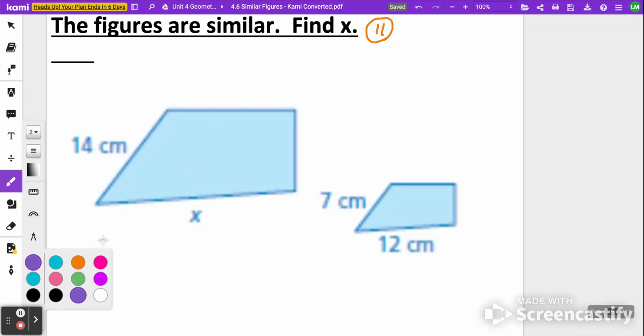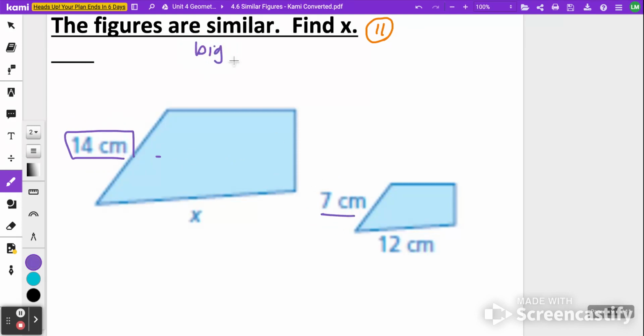All right, hopefully we got a chance to try. This one looks like we're going to compare big to small. So I'm going to start with 14 to 7. 14 is on the big shape, that matches with 7. X is on the big shape, and that matches with 12. You can cross multiply here, but what I would recommend is I notice that 14 and 7 have a relationship. 14 is exactly twice the size of 7. So that means x should be twice the size of 12. So I'm predicting that x should be equal to 24.